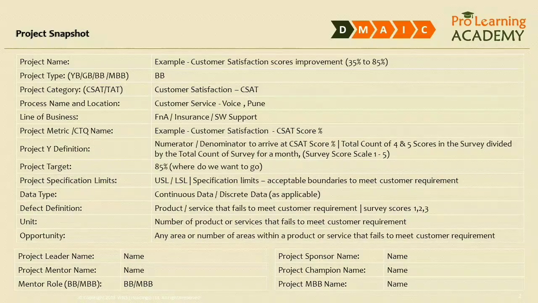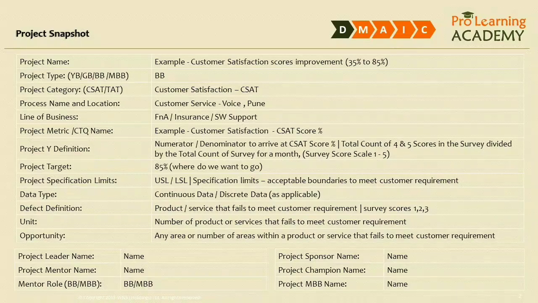So your project name is important, the project type is important, but then the project category and so on is required for further analysis. You can add or remove whatever aspects you do not need in the project slide, but definitely you need the project name, you need the project type, and the project category.